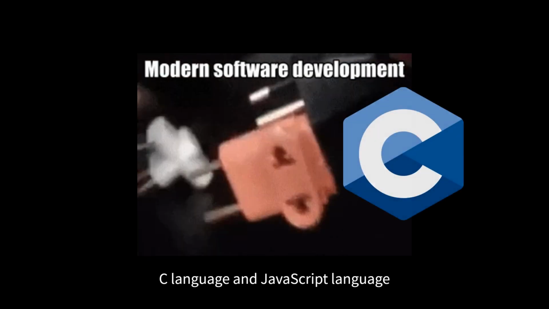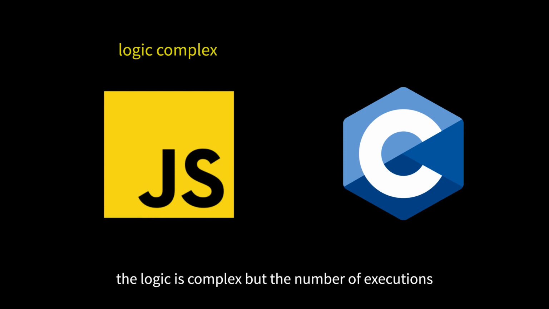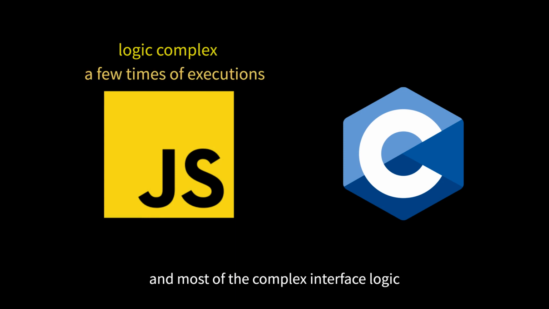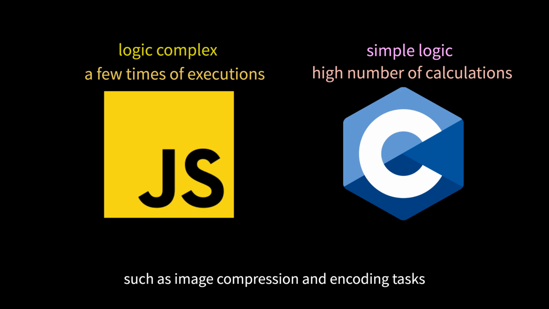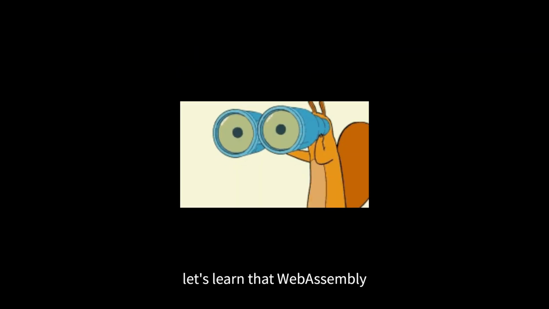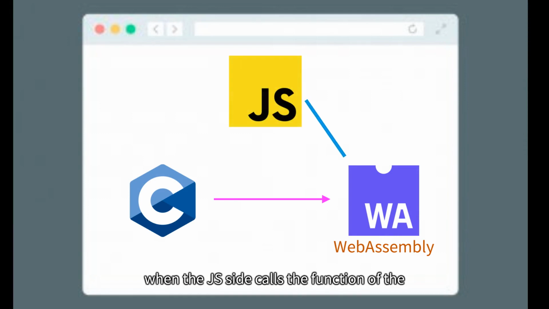For example, C language and JavaScript. First of all, where the logic is complex but the number of executions is small, most of the complex interface logic is implemented by higher level languages. Then, the parts with simple logic but a very high number of calculations are done by C programs, such as image compression and encoding tasks. In this video, let's learn about WebAssembly, which is compiled from C language code to run in the front end of the browser or in Node.js, and how it interacts with JavaScript.